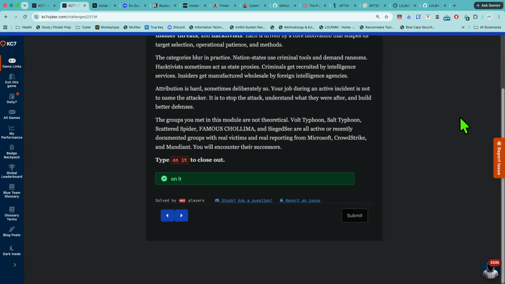The groups you met in this module are not theoretical. Volt Typhoon, Salt Typhoon, Scattered Spider, Famous Chollima, and SledgeSec are all active or recently documented groups with real victims in real reporting from Microsoft, CrowdStrike, and Mandiant, and you will encounter your successors and type on it to close out.